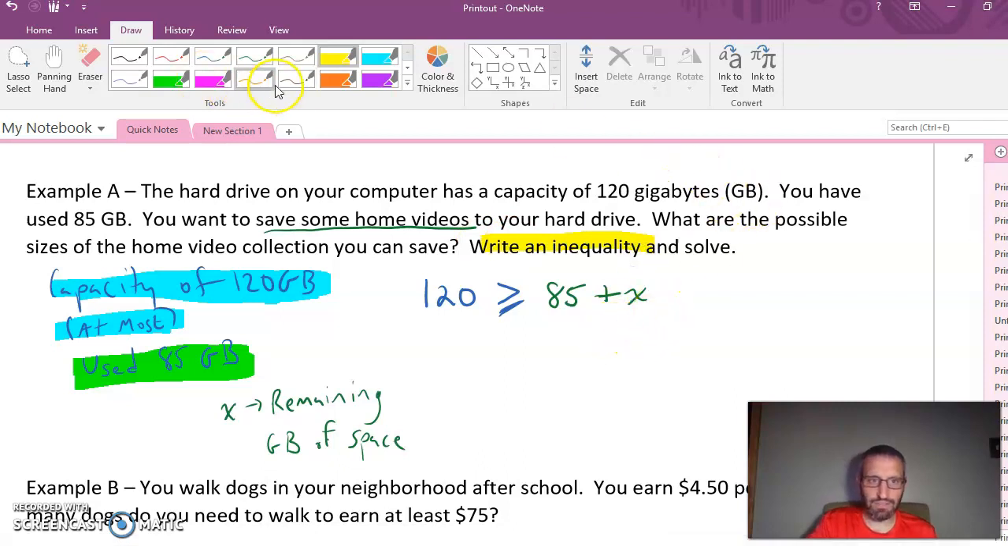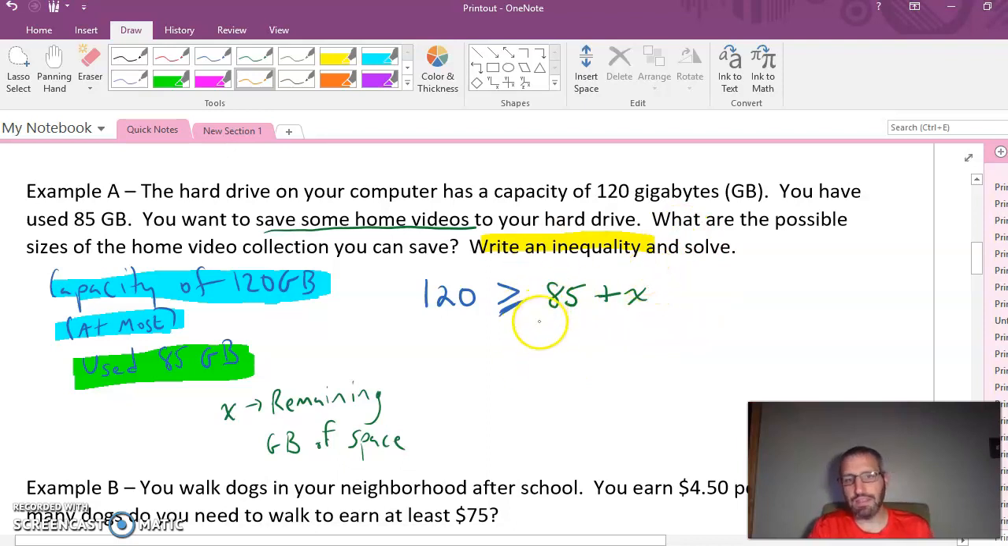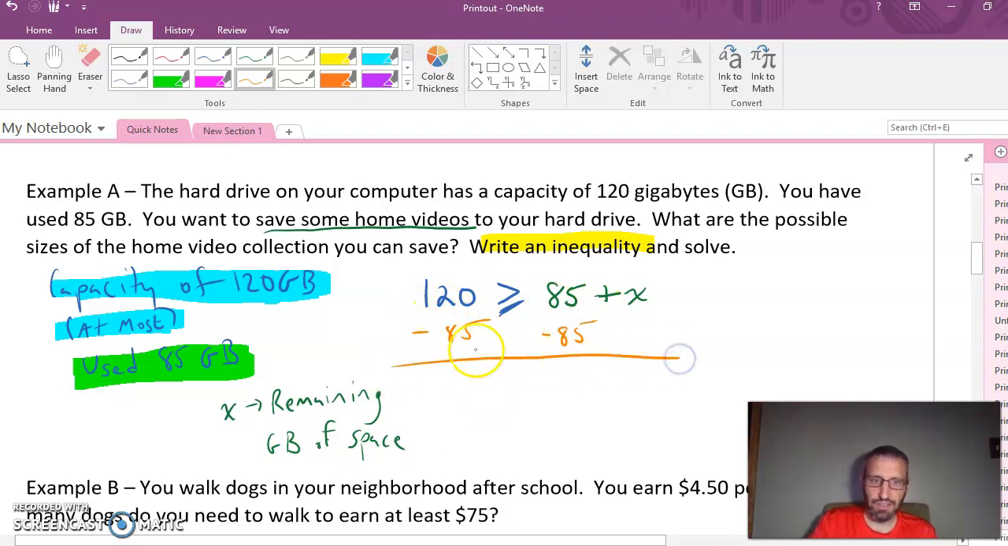So let's go ahead and try and solve that inequality. Hopefully this one's not going to be too strenuous, right? X is on the right hand side of our inequality, so let's subtract 85 of those gigabytes to the other side. And I think that gives me 35 on the left. 85 minus 85 is 0, so we've got x just on the right hand side.